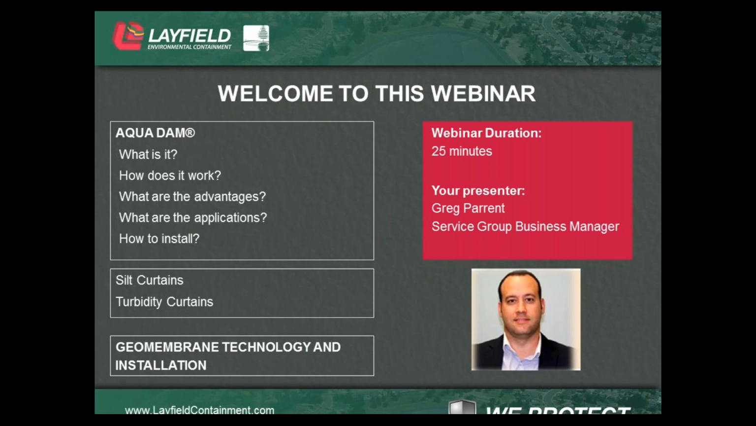So again, today we're going to talk mainly about Aqua Coffer Dam for water diversions and aqua barriers during pipeline installation, inspection, and repairs in and around rivers, wetlands, and ponds. While this webinar is mainly about Aqua Dam, we will also take a couple of minutes at the end to talk about silt curtains, turbidity curtains, as well as geomembranes for secondary containment applications in tank farms.